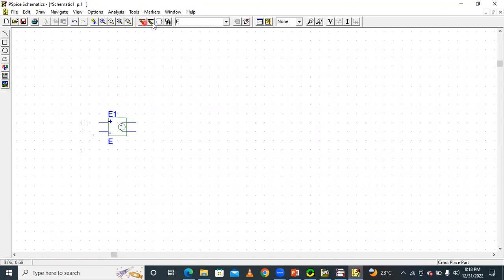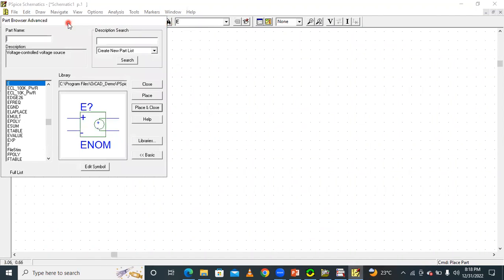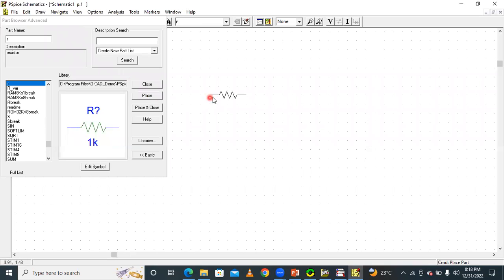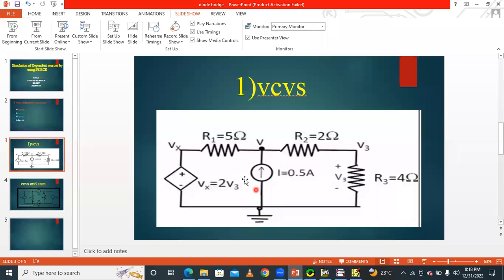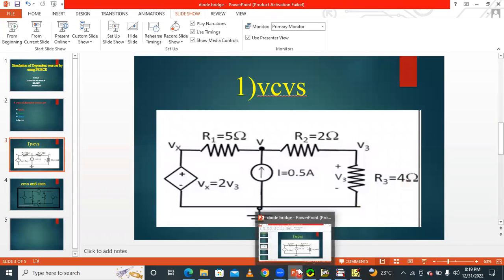Take three resistors from the library. Enter R and place three resistors. Press Ctrl R and rotate them like this. Also take one current source: enter IDC, place it here, and press Ctrl R. The current source direction is upwards. So here we have the voltage dependent voltage source, a current source in the upward direction, and a 5 ohm, a 2 ohm and a 4 ohm resistor.